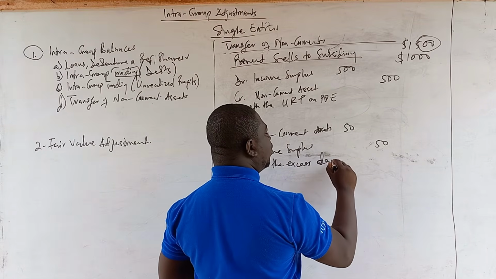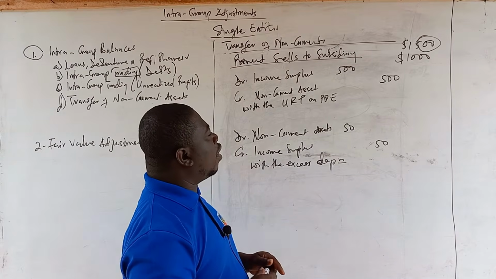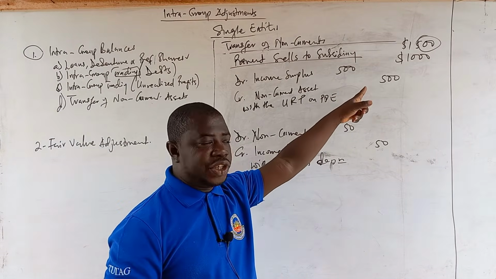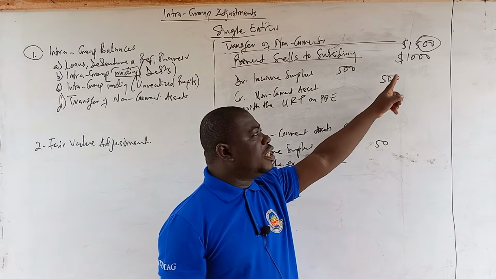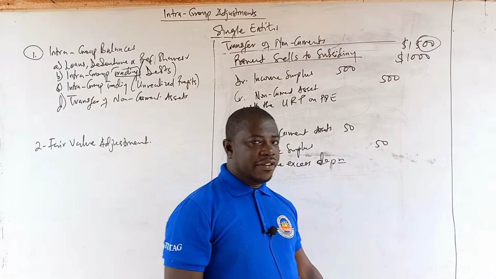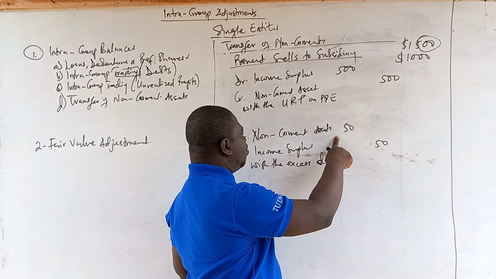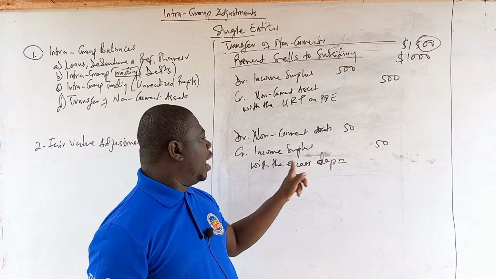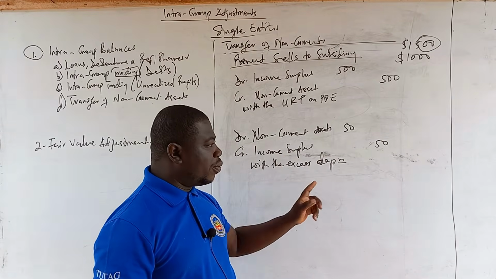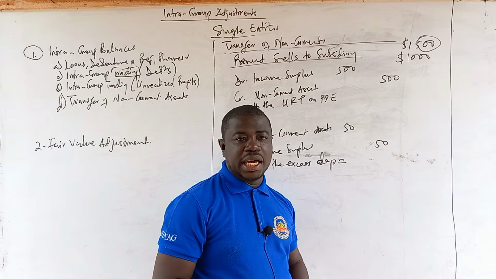So what I mean with excess depreciation is that now this profit has already been depreciated, and so we need to reverse that depreciation, because that 50 depreciation was not to go out from the value of the asset. So by debiting non-current asset, you are adding 50 back to PPE, and by crediting income surplus, you are adding 50 back to the profit.